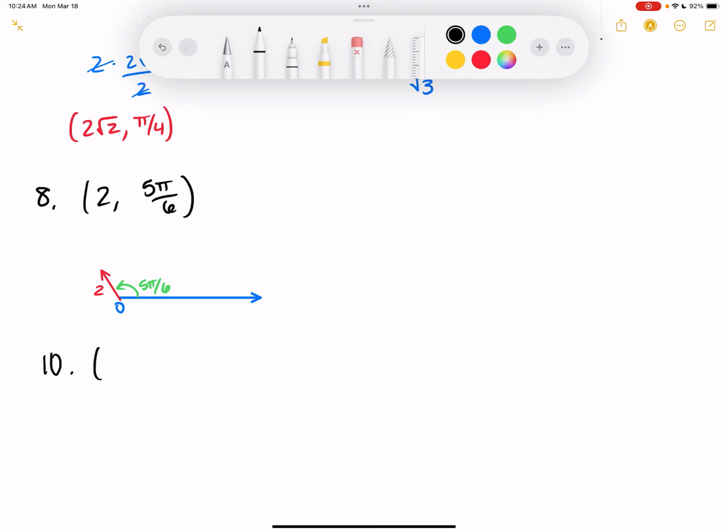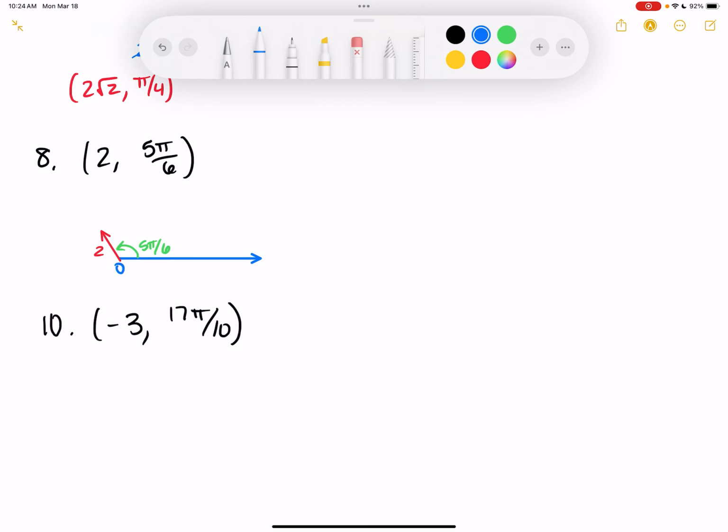So number 10, negative 3, and 17 pi over 10. We start out with our initial side here. Now, approximately, where would 17 pi over 10 be? You can tell me in terms of quadrants if you want. Quadrant 4. Okay.